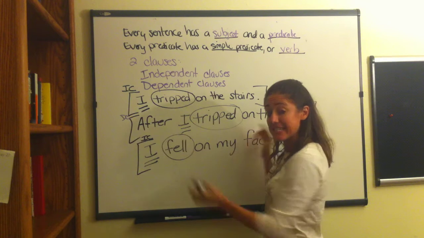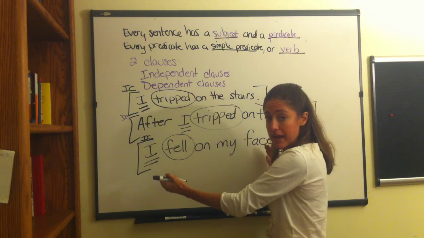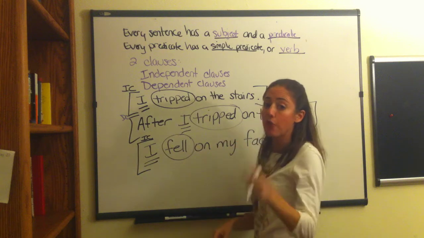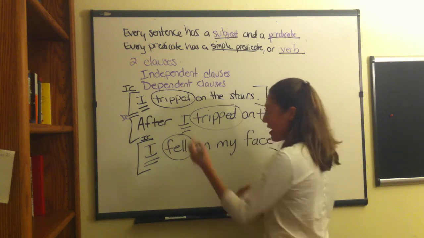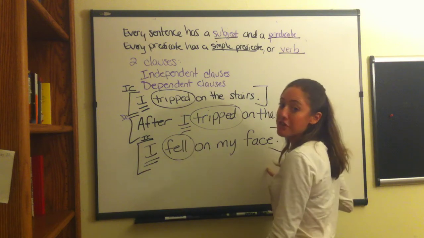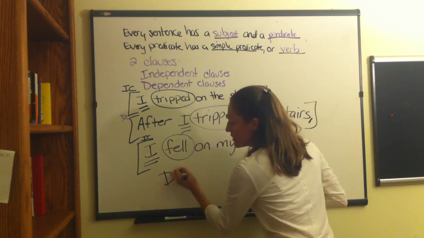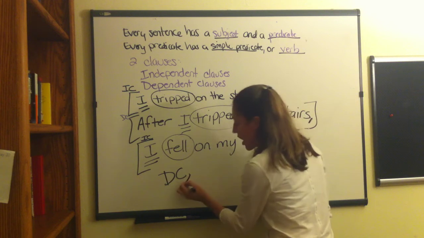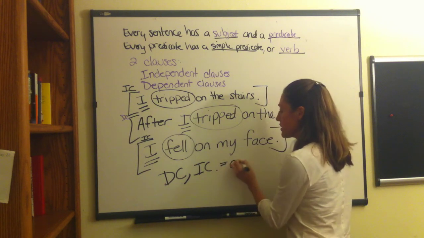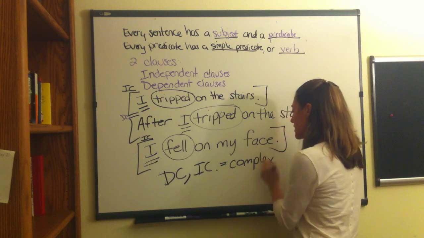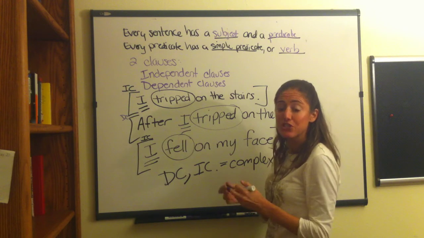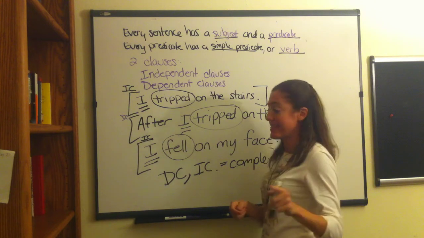So you have a DC, a dependent clause, followed by an IC. When you start with your dependent clause, you're going to have a comma. Where is the comma? It's after your clause, before your independent clause. So the formula looks like this. Dependent clause, comma, independent clause, period, equals a complex sentence. Now you can switch the order of that and you still have a sentence. We're going to discuss that tomorrow.